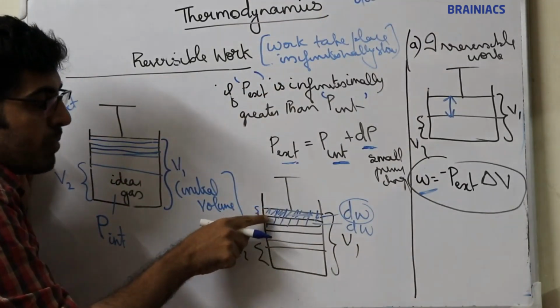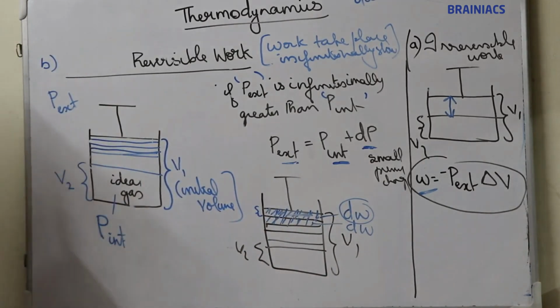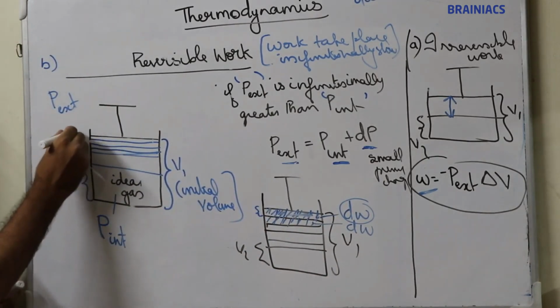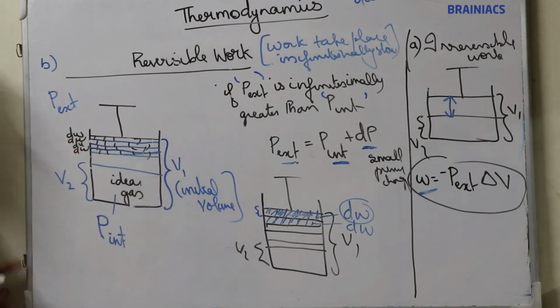Again, the piston moves from here to here. Let the work done be dW. So in each step, the piston is moving a small distance, so each step has dW work, dW work, dW work, right?